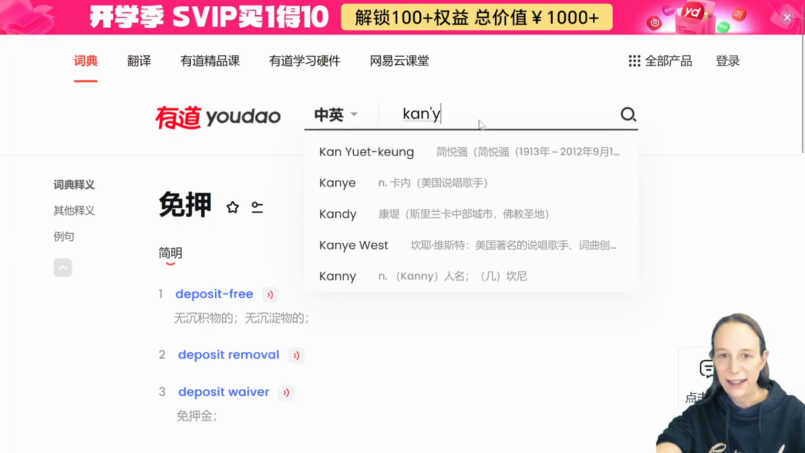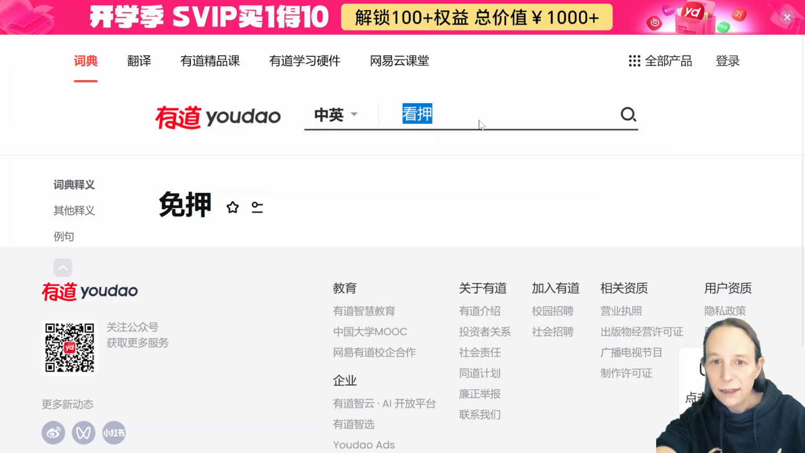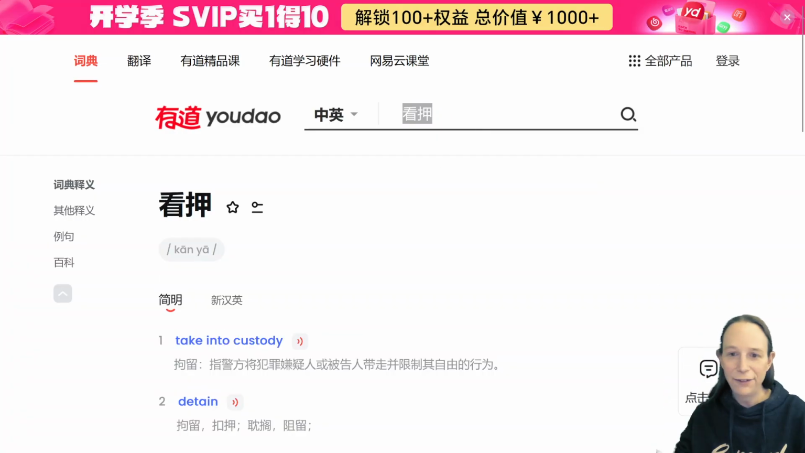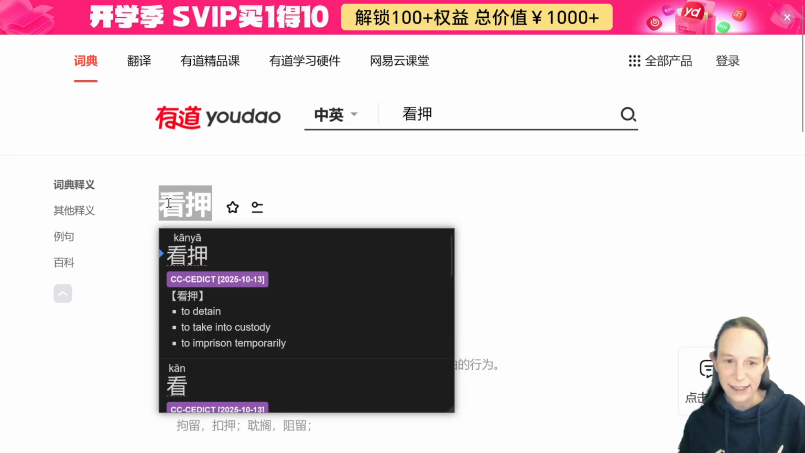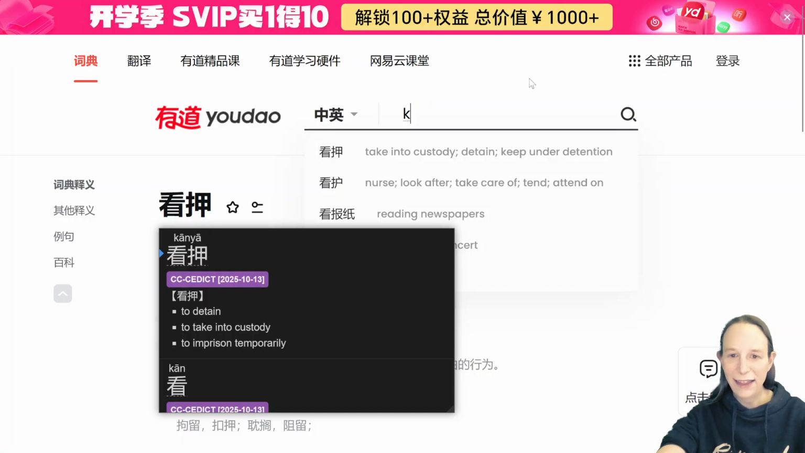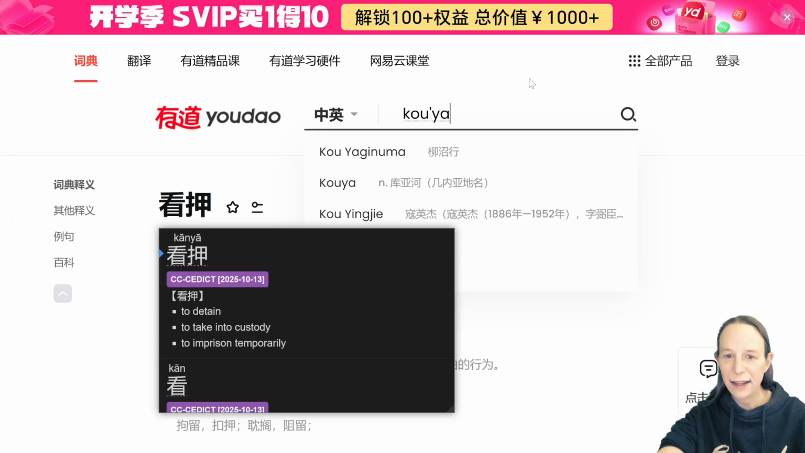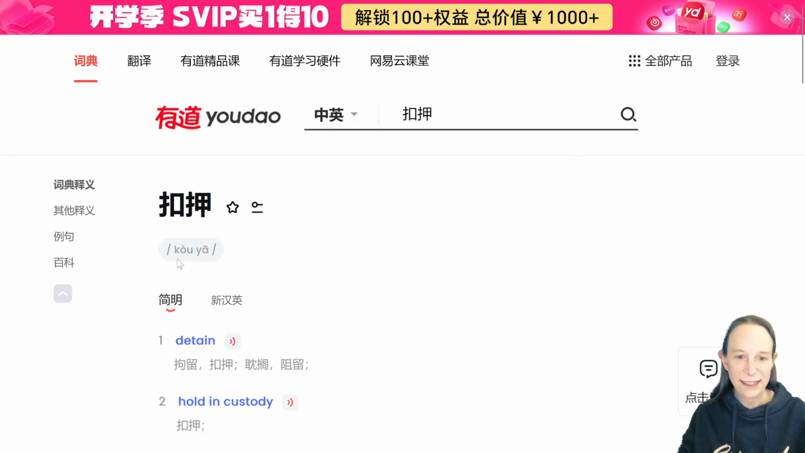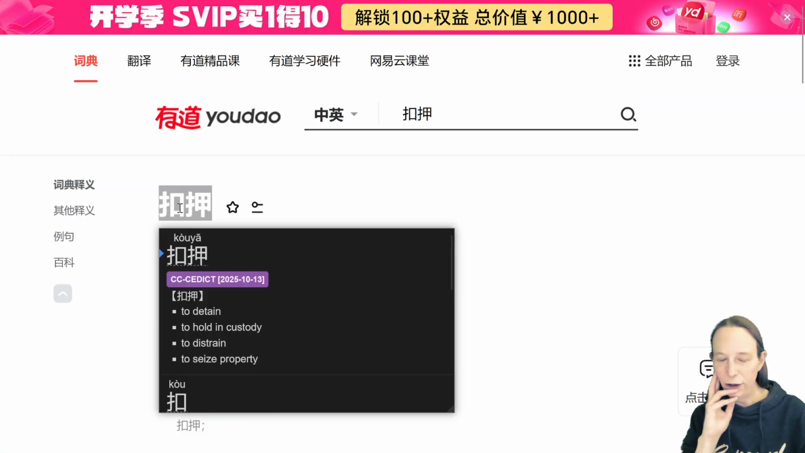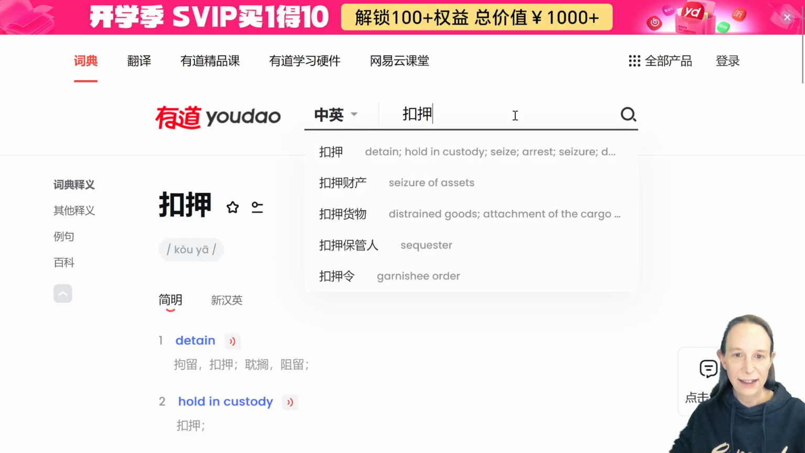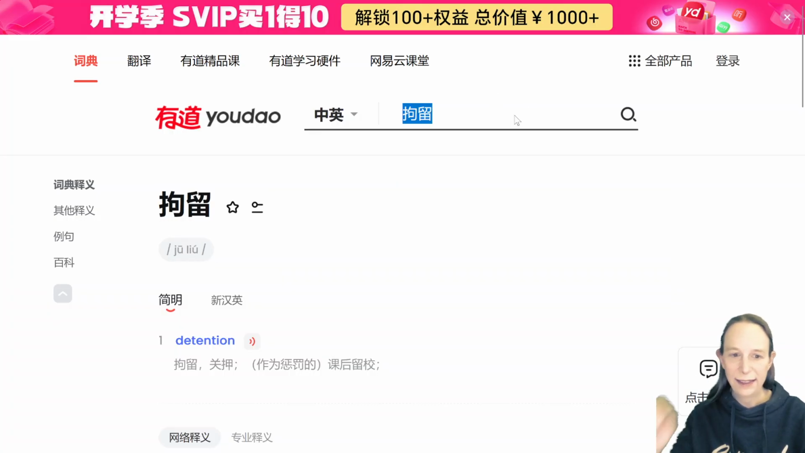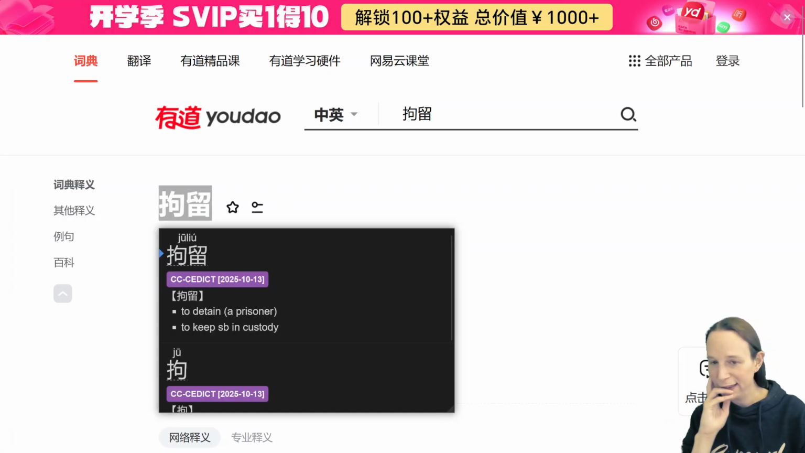So 看押. What is? Oh no, this is the first time. 看押. Detain, take into custody. Okay, 看押. Oh yeah, that'll be detain, right? 扣押. Or not just detain, but hold in custody. Yeah. Detain is 拘留. This one. 拘留. Maybe very, very similar.